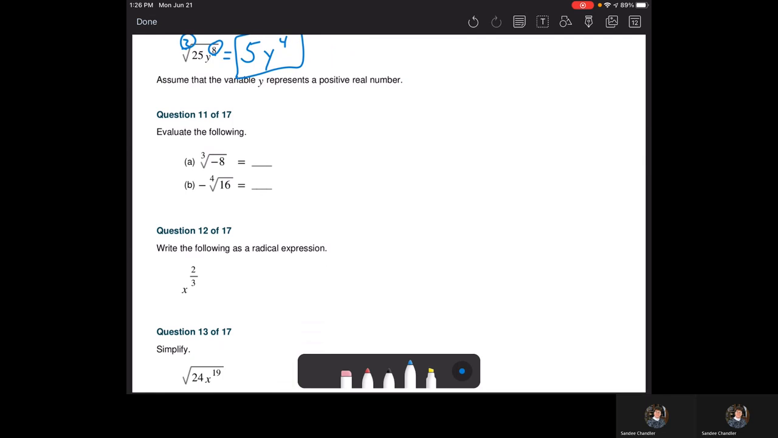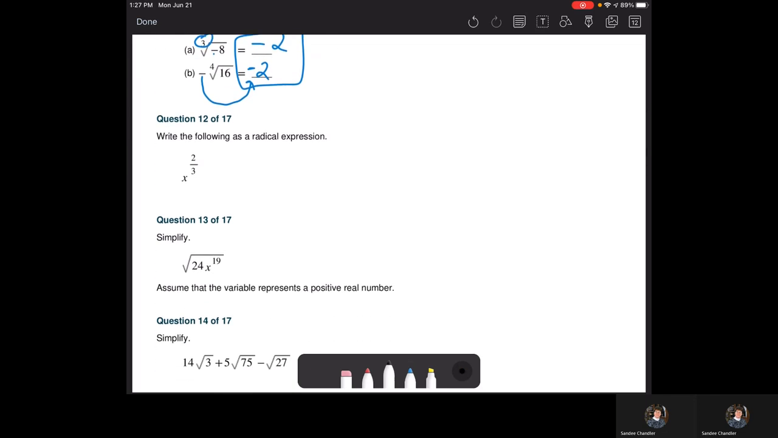Evaluate these. It's okay to have an odd index and be negative in the radicand. This will be negative 2. And looking at this one, the negative has to come over. The 4th root of 16 is also 2, because 2 to the 4th gives us 16. They're both negative 2.